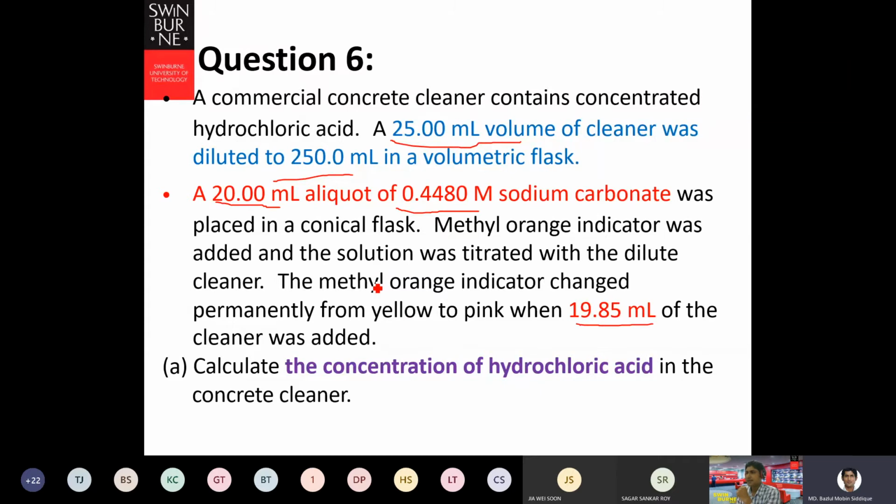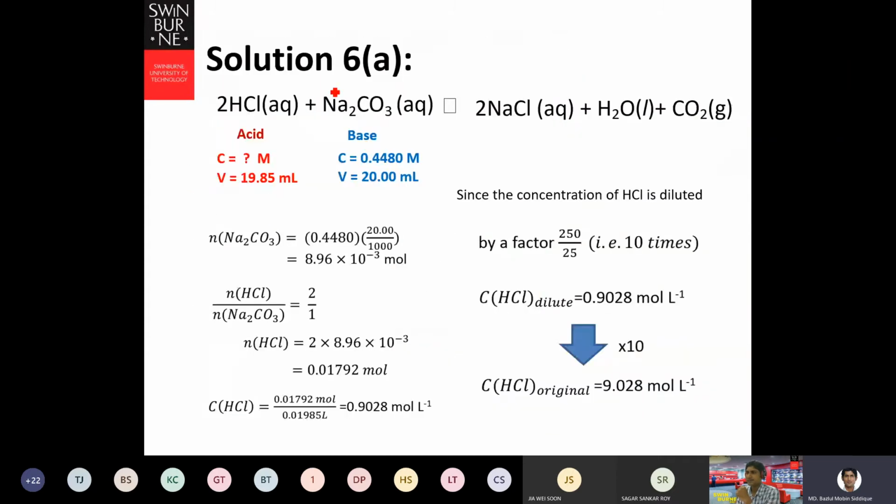And from the stoichiometric ratio, if we see the reaction, the stoichiometric ratio is 2:1. That means 2 moles of HCl is required to neutralize 1 mole of sodium carbonate. So 2:1. So from this, we find out the number of moles of this sodium carbonate. And from here we see that it is 8.96 times 10 to the negative third moles of sodium carbonate.